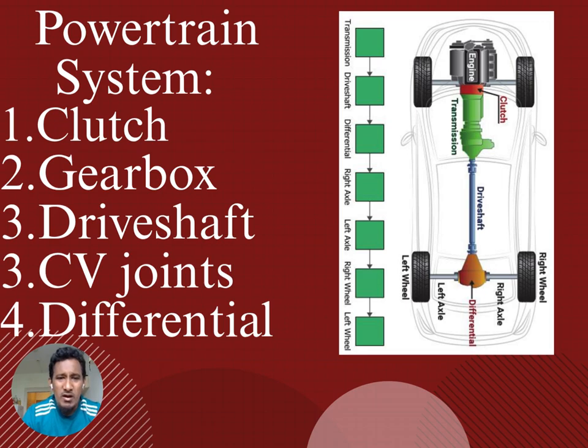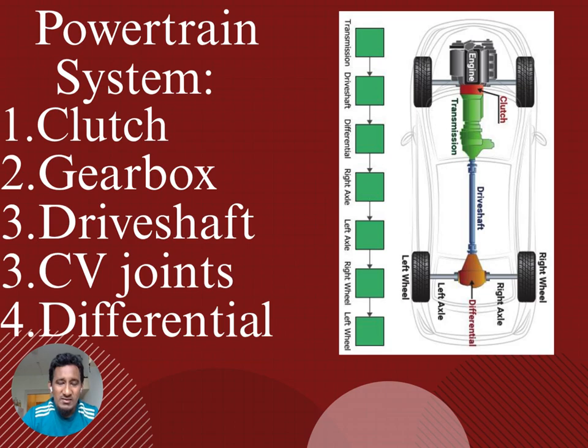Clutch is a part by which we can separate our power from the engine to the wheel. And gearbox is very important because when we drive our vehicle, sometimes we need to drive very slowly with more energy or more power, and sometimes we need to drive with low power at high speed. That's why the gearbox is very important. Without a gearbox we can't do it.